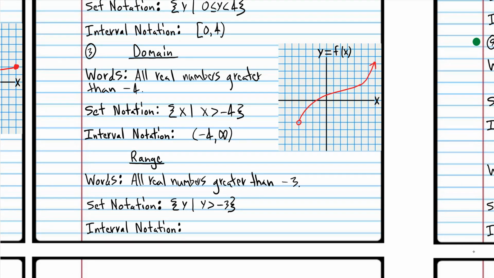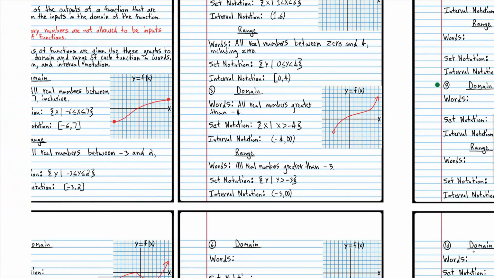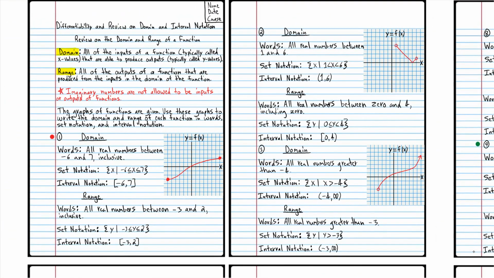And in interval notation, we say -3 to infinity with parentheses. And by the way, whenever you have an infinity symbol, you always have a parenthesis next to it, because infinity is not an actual number, so nothing can ever be equal to infinity. Okay, so there you go. So that's another problem where we found the domain and range of a function.